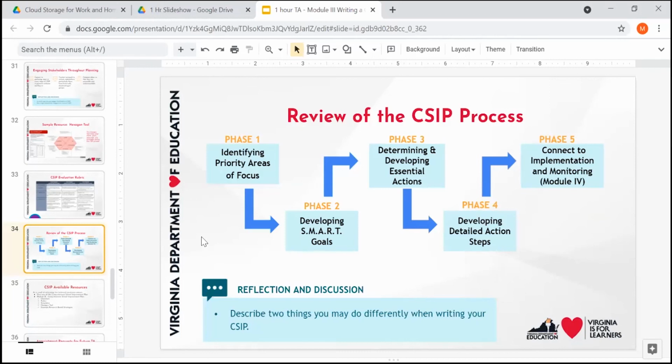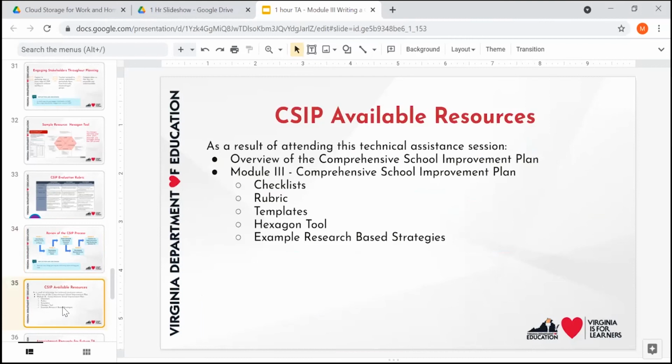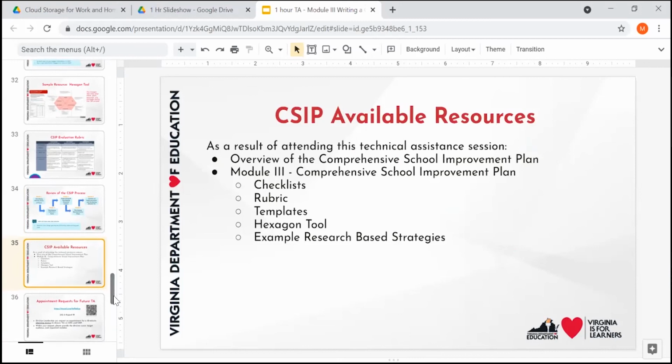All right, so then we want to talk about a few available resources. Like I said, we'll share with you this whole slideshow, and we'll share with you the module, which has the checklist. Mike showed you one sample of the checklist. There's a checklist for each phase. That's a good way to see where you are. You're saying yes to each one of those. There's the rubric, which I showed you. There's the template. You can use our template. If your division has a template they want you to use, that's fine also. There'll be some sample templates there, the Hexagon tool, and some example strategies. We'll share that information with you.